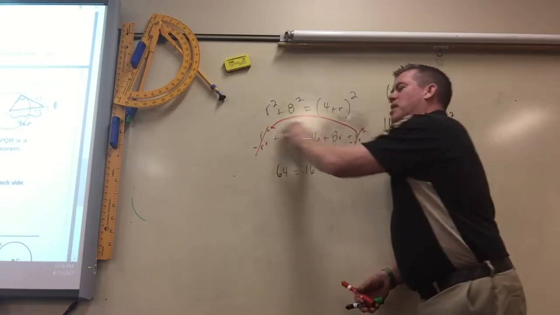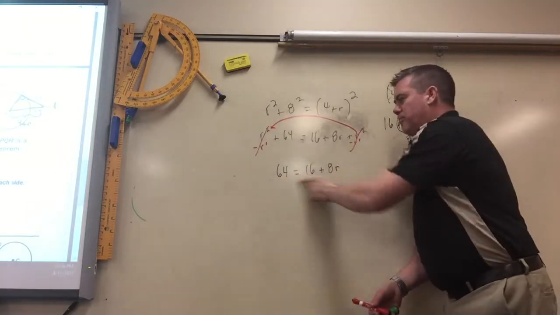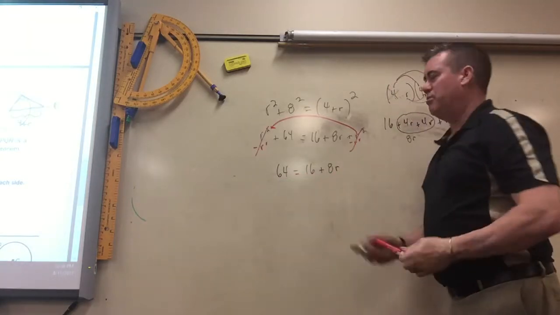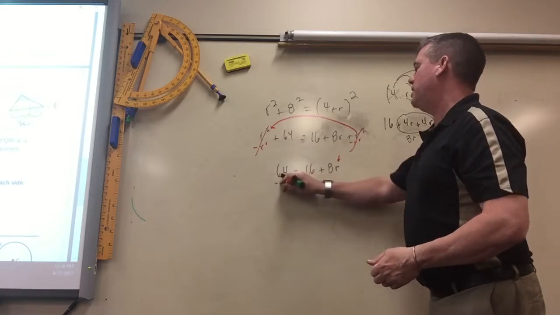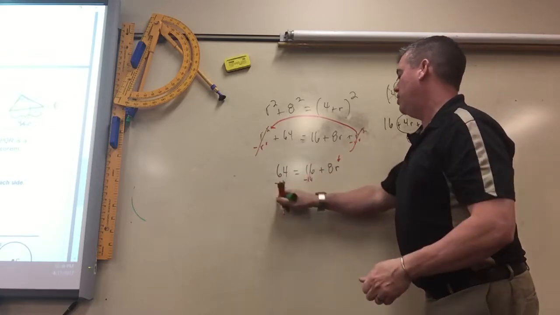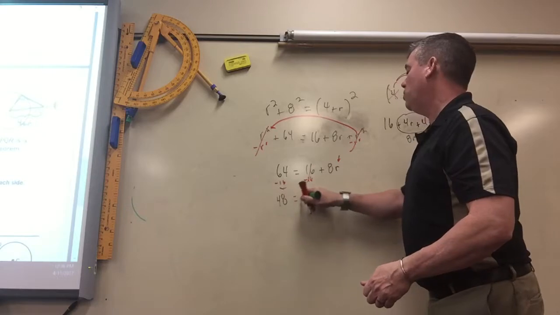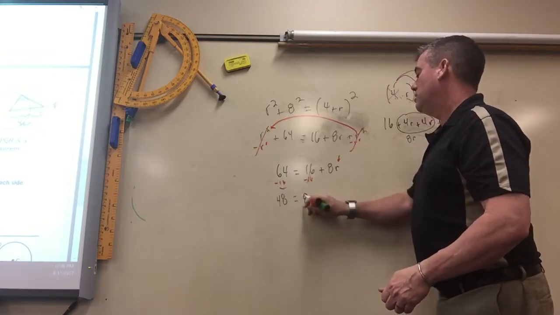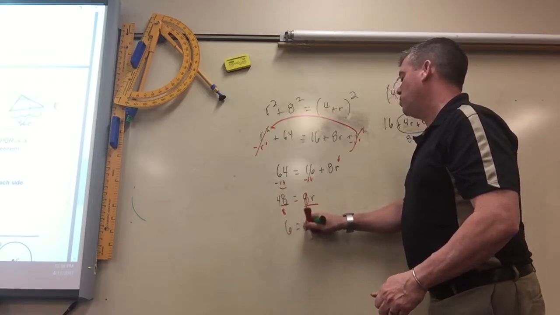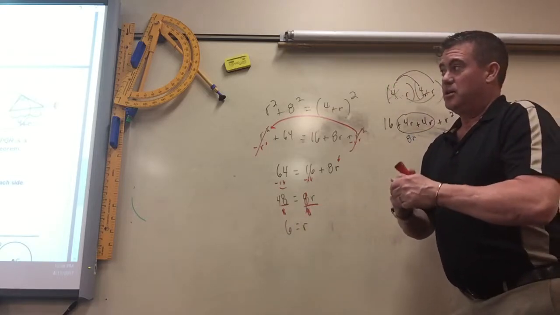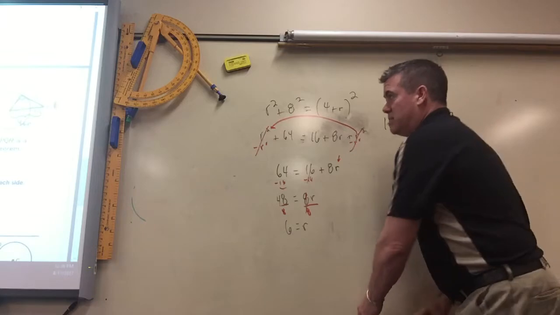Whatever the squareds are, they're going to cancel each other out. So you're going to have an easy one to solve. So to get the r by itself, I have to subtract 16, and you get 48 equals 8r. Divide by 8, and you get 6 equals the radius. So the radius of that problem is 6.